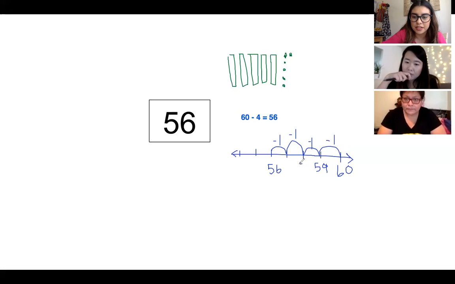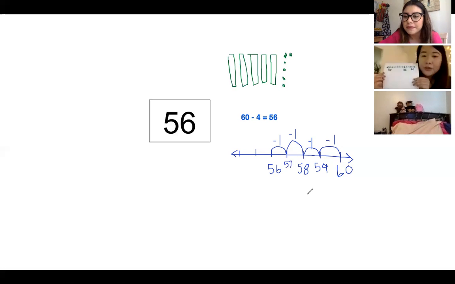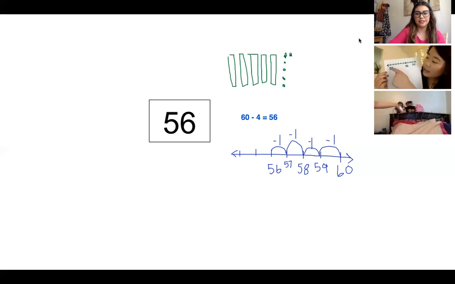Thank you, Ms. Rosales. Ms. T, what strategy do you have to represent 56 today? I used a number line too, but I used it a little differently than Ms. Rosales. I knew that 56 was probably going to be in between 50 and 60. So I just counted the lines in between 50 and 60 to get 56.